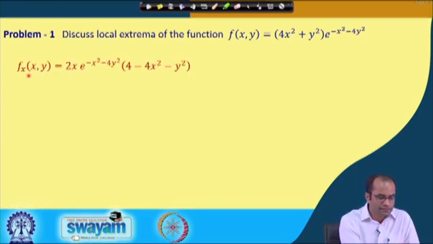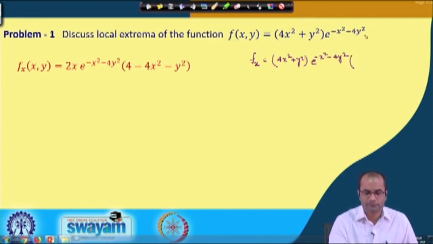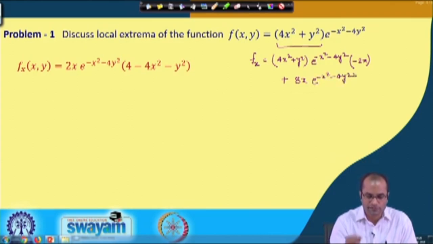So, we need to compute f x. f x is simply, if we differentiate this with respect to x keeping y constant, we will have this first term, let us keep it as it is, it's a product rule, and then here we will differentiate e power minus x square minus 4y square, and the derivative of minus x square minus 4y square with respect to x will be minus 2x. Plus, here the derivative of the first term is 8x, and then e power minus x square minus 4y square. In fact, this 2x we can take common, with e power minus x square minus 4y square.